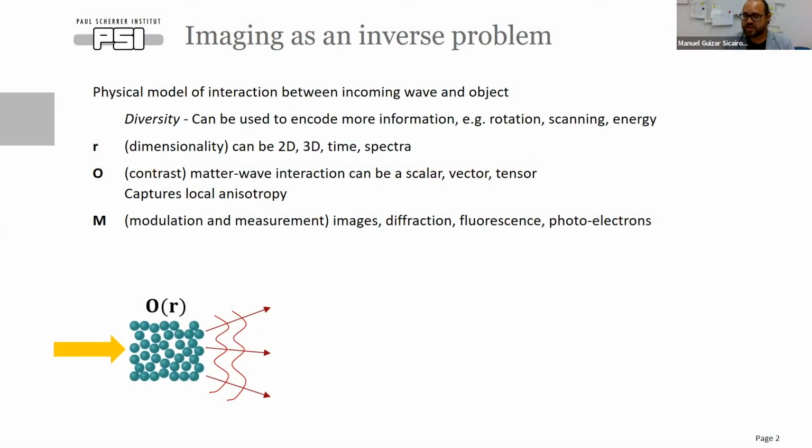So for example, for the case of magnetization, we need circularly polarized light that gives us the extra information on the magnetic moment. For the case of spectroscopy, we need to change the X-ray energy. But it can be as simple as scanning the sample with respect to the beam. That's one form of diversity that ptychography benefits from, but also scanning transmission X-ray microscopes. It's encoding spatial information by scanning.